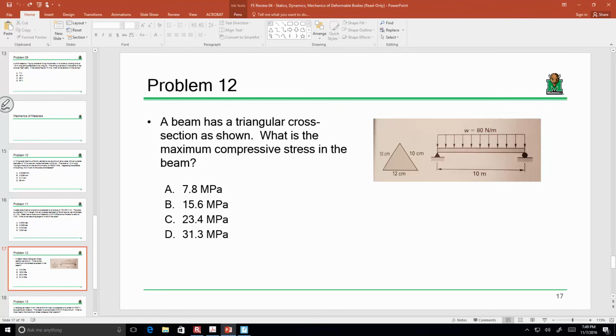We have a beam with a triangular cross-section as shown. The beam is subjected to a uniformly distributed load of 80 newtons per meter, and the beam is 10 meters long. What is the maximum compressive stress in the beam? Okay, I've got my mechanical folks that are just kind of laughing. I think I get the inside joke.